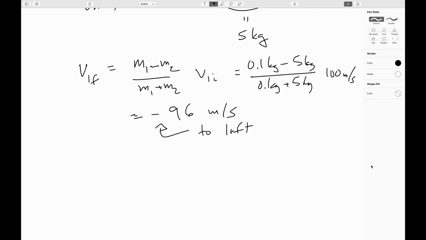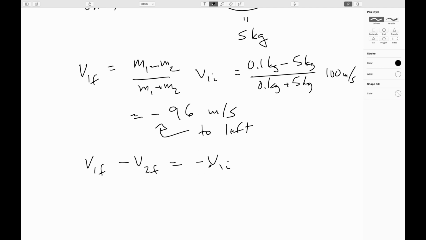Now, if you wanted to get V2 final, you could certainly just plug into the other equation. Absolutely ain't nothing wrong with that. But I think this is where having that relative speed of approach equals speed of recession thing comes in really handy. You know they were approaching at 100. You know they have to be leaving at 100. So if this is going at 96 to the left, the other one has to be going at 4 to the right. So let's just double check that with the math to see if that is indeed the case. But that reasoning is always solid.